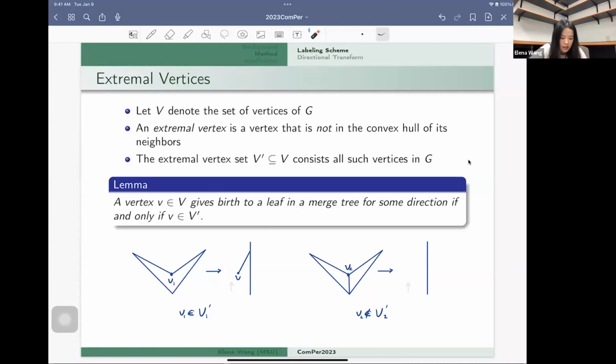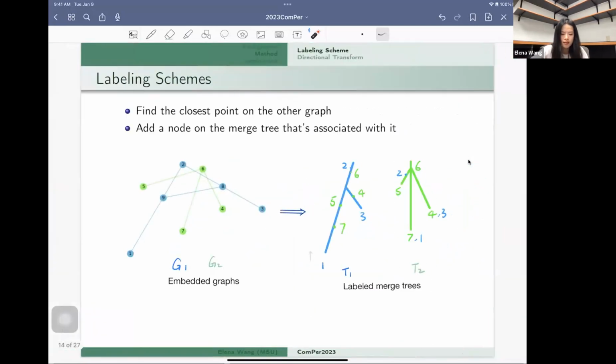So why are they important? It's important because a vertex in a graph only gives birth to a leaf in a merge tree for some direction if it's an extremal vertex. So take a look at this example here again. V1 gives birth to this branch right here at this direction. And V2 does not give birth to any leaf or branch at any given direction. And so this is the set of vertices that we want to label in our distance.